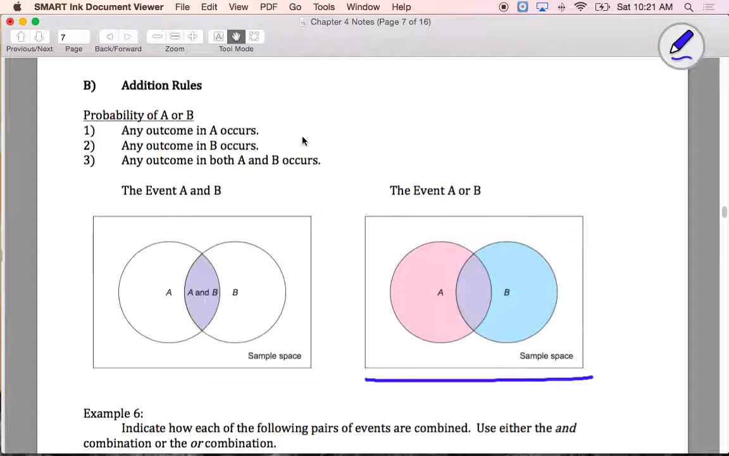So because we have overlap, we have to get rid of anything they have in common. So with the ors, you have to pay attention to see if there are any numbers in both groups. Because if they're in both groups, we're going to subtract those numbers out.